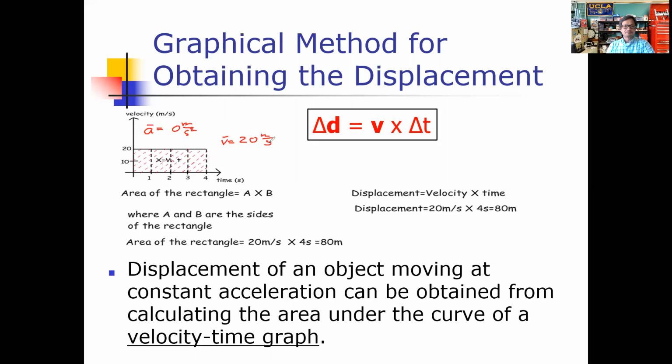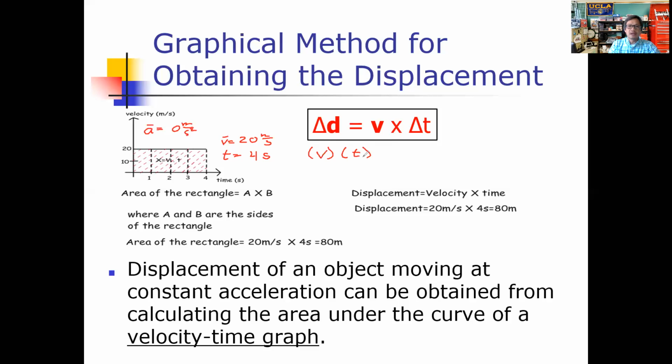Let's go ahead and consider the 4-second time interval here. The time from 0 to 4 is 4 seconds. So we have a velocity of 20 meters per second and a time of 4 seconds. What I would like us to do is take the product. Let's multiply those two together really quickly.